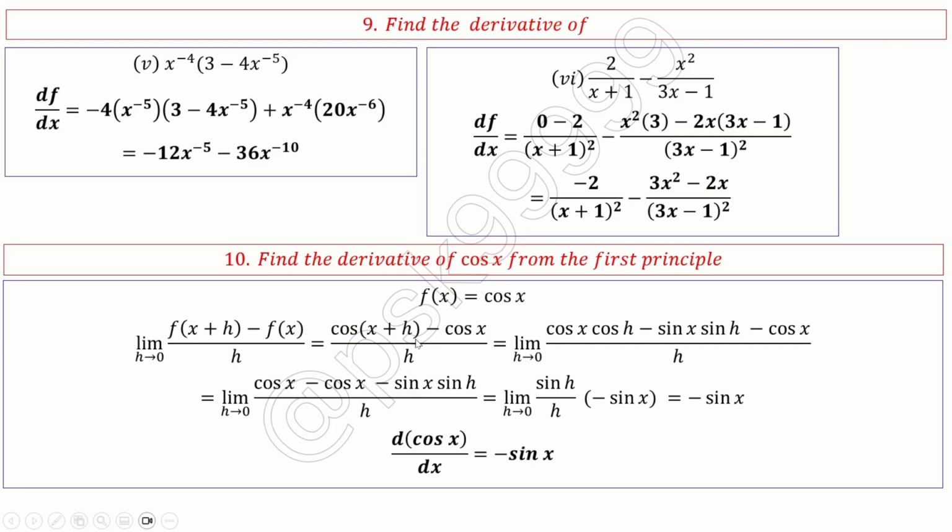Cos x plus h, I will expand it using cos a plus b, which is nothing but cos x cos h minus sin x sin h, minus cos x, divided by h. So cos h, if I substitute 0, it will become 1. So I am left with cos x minus cos x divided by h, minus sin x sin h divided by h. So finally I am left with sin h by h into minus sin x. We know that limit h tends to 0 of sin h by h is 1. So this is nothing but minus sin x. So derivative of cos x is minus sin x.